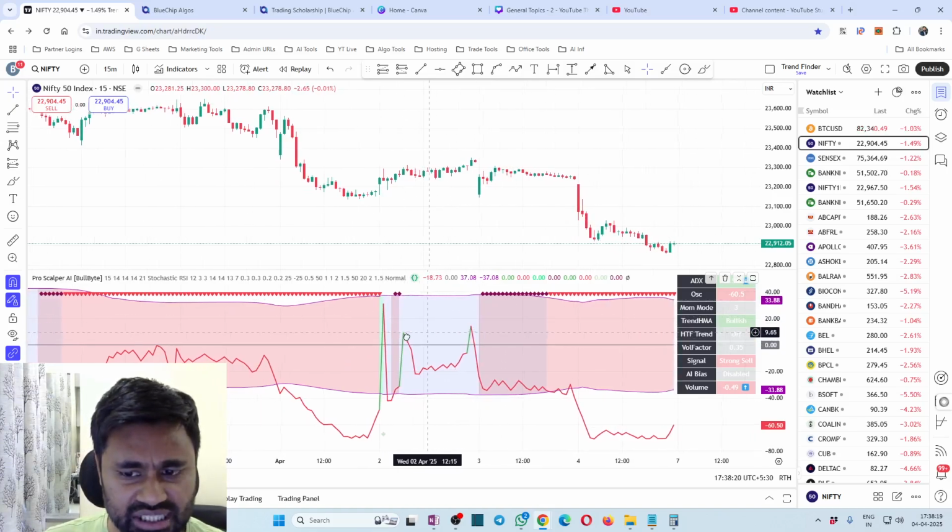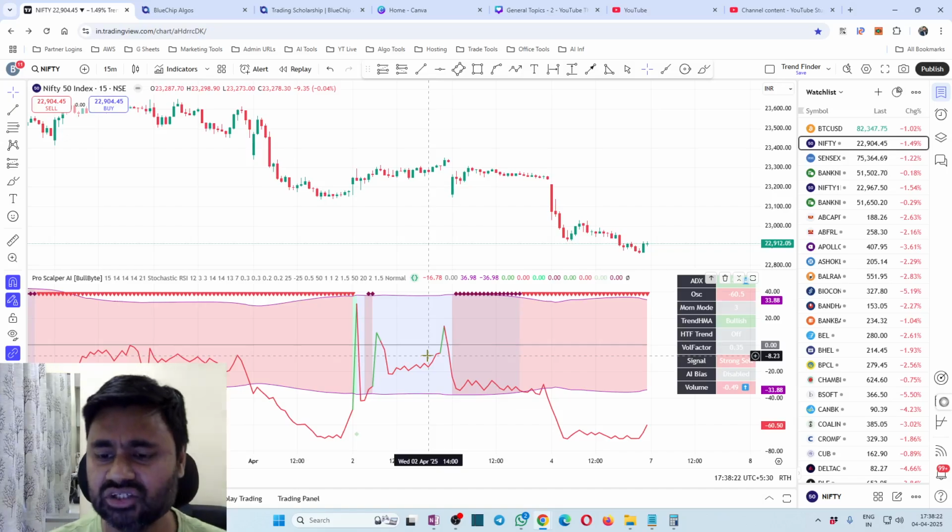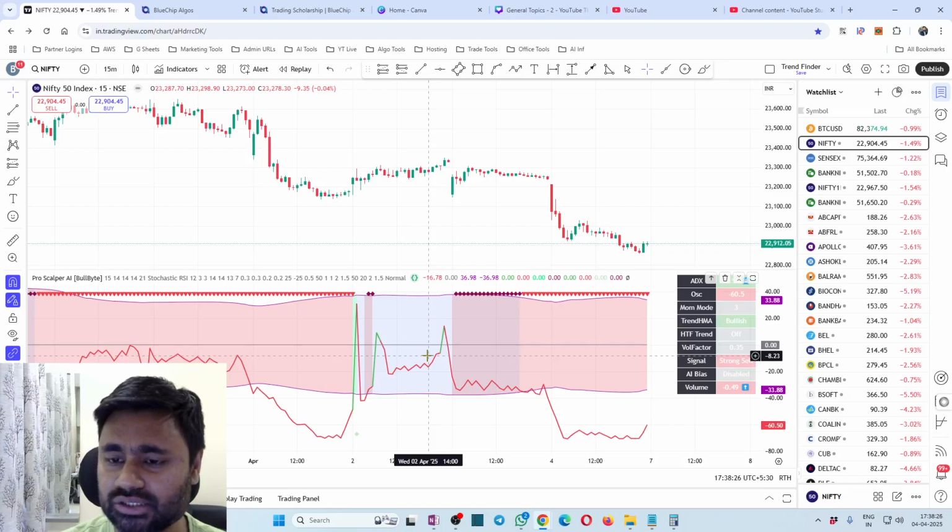So first we will see what we have. This indicator actually is very advanced. This indicator gets data from so many parts, like it considers volatility, volume, strength, and even the momentum as well. So these are different things that it considers before giving us the trend.